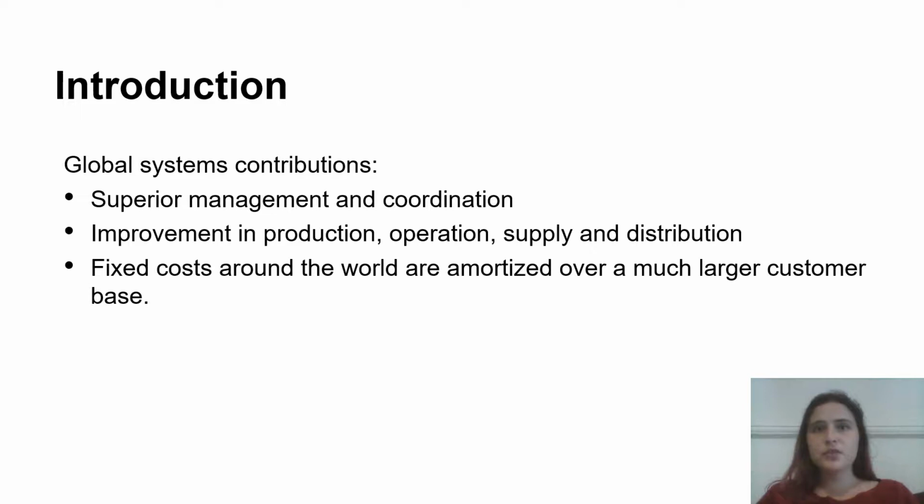Global systems contribute to a superior management and coordination. That means an improvement in production, operations, supply, and distribution of products. Additionally, they take advantage of economies of scale and production facilities by amortizing fixed costs. The capital in a surplus region can be moved efficiently to expand production of capital-starved regions. That means that cash can be managed more efficiently within the company. Given all these advantages, it is recommendable to transform to global systems, but it's not an easy task. This course will explain them and how to manage them.